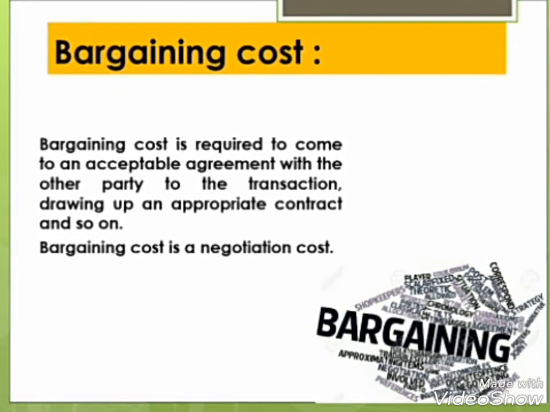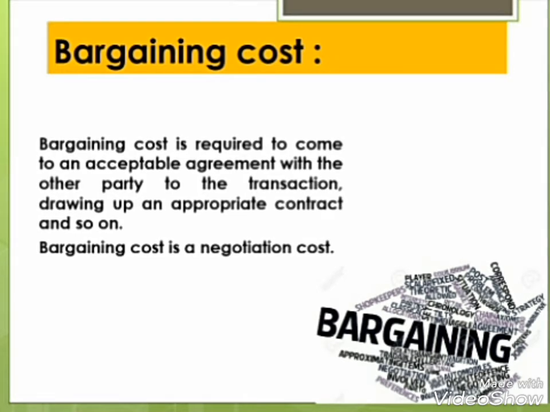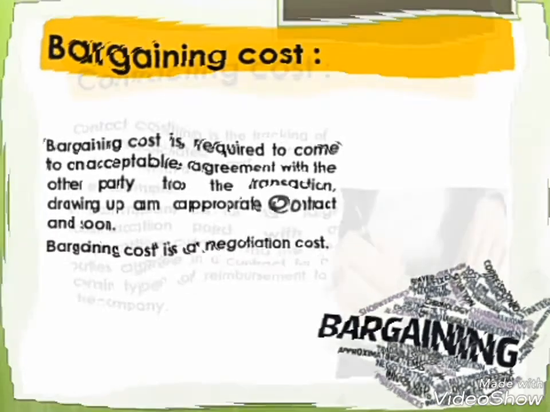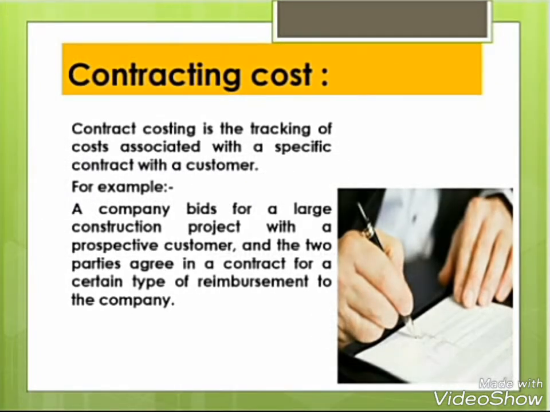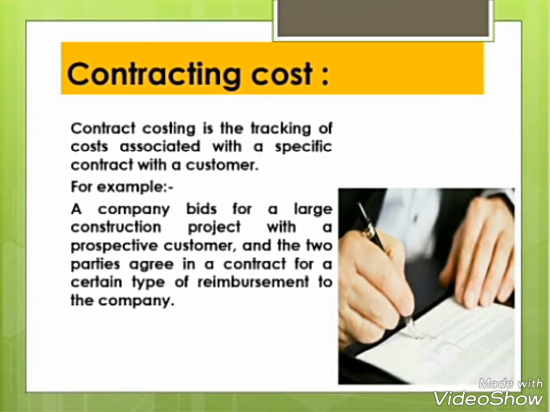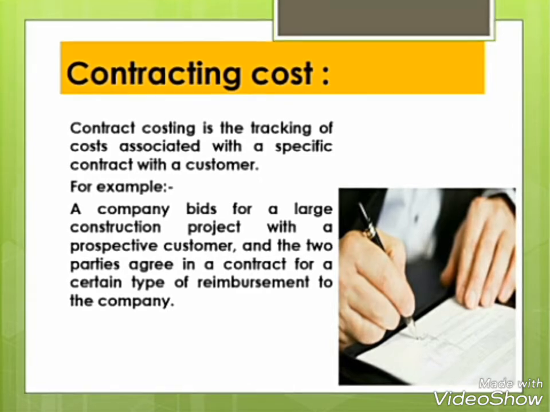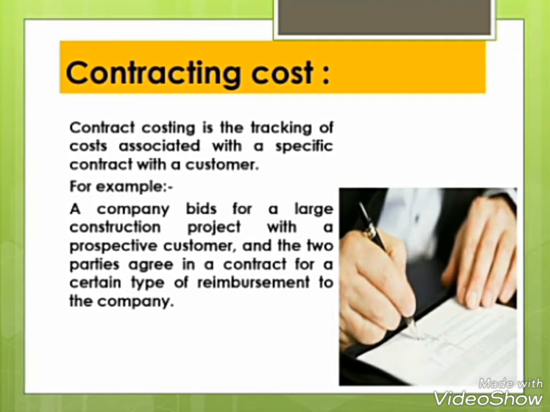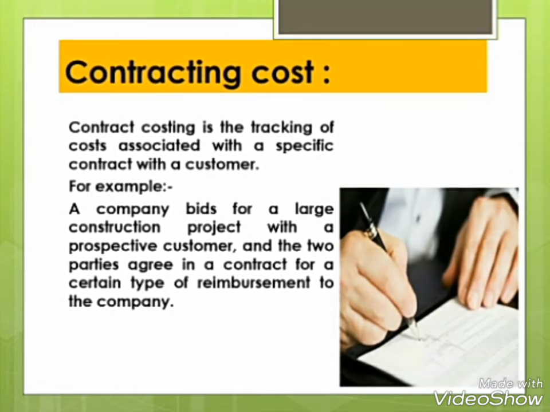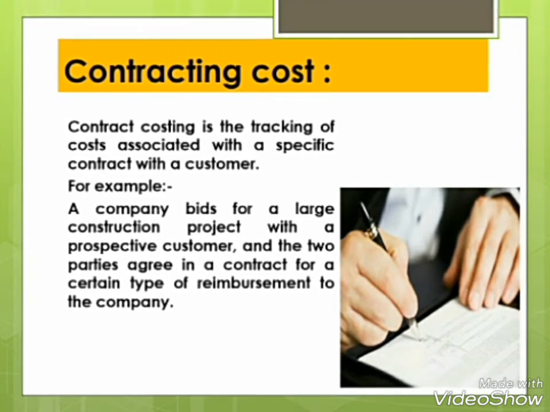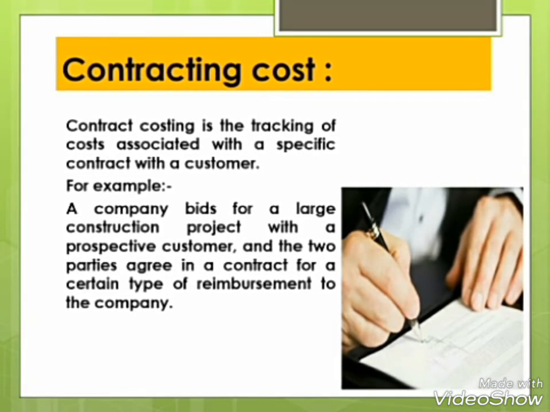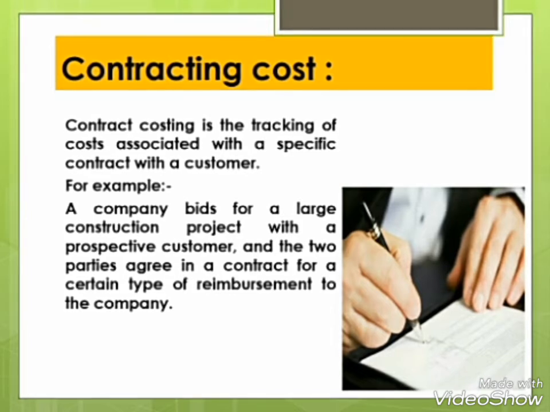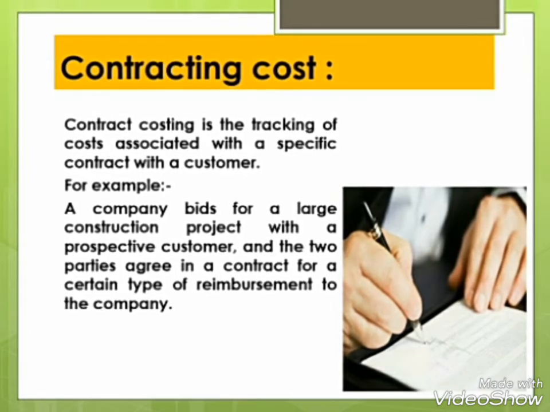Now, the third type of coordination cost is contracting cost. Contracting cost is the tracking of cost associated with a specific contract with a customer. For example, a company bids for a large construction project with a prospective customer, and the two parties agree in a contract for a certain type of reimbursement to the company.